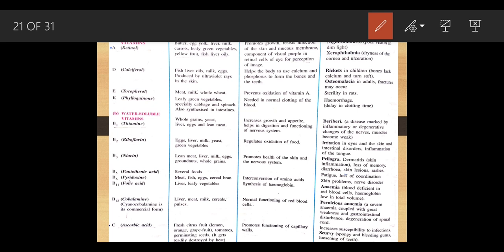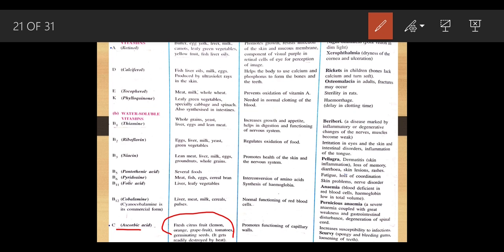Now vitamin C. Vitamin C is called ascorbic acid. It causes a problem called scurvy. The main rich source is very important. It is found in citrus fruits. What does that mean? Citrus fruits means the fruits which are sour in taste, that is lemon, orange, grapefruit, tomatoes. This is scurvy.